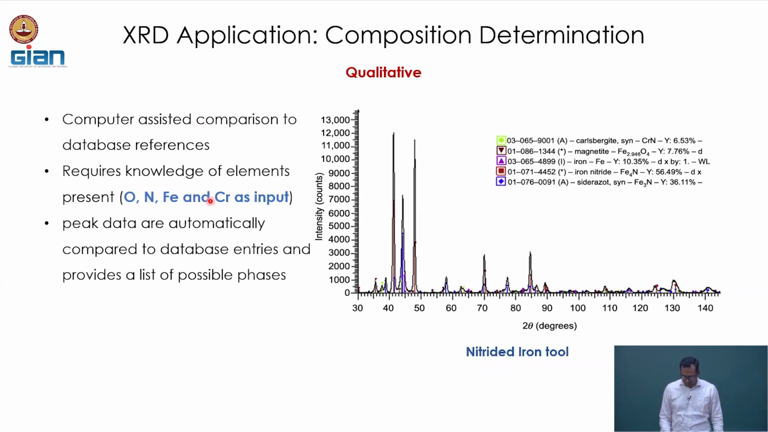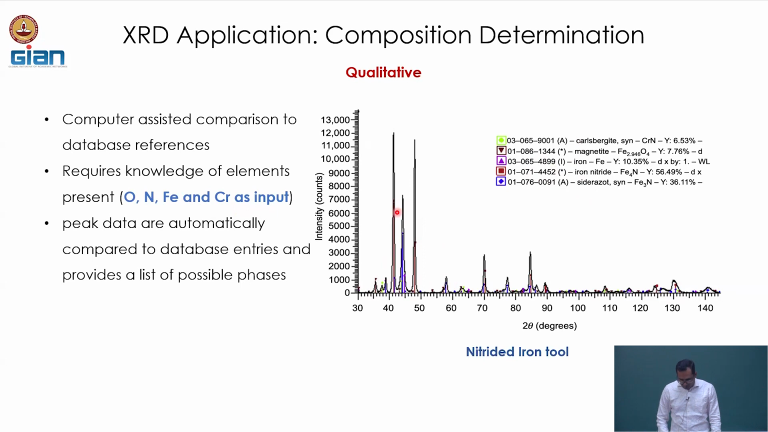Once we have that information, we can have the X-ray diffractogram and connect it automatically through the software. We can tell, okay, these are the materials present in my sample, and based on that, what are some of the phases that could be present in my material. That is given by the software, and this is the qualitative nature.